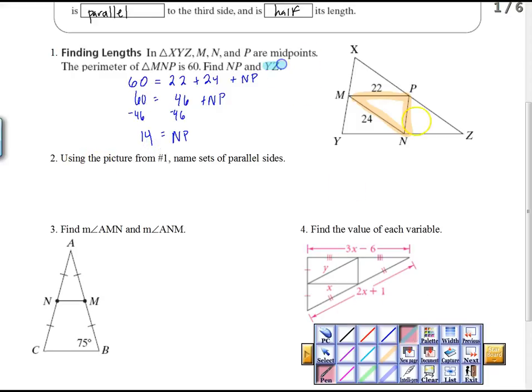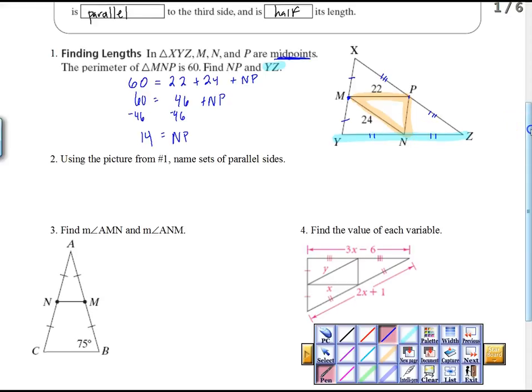I also want to find YZ, which is this entire side length. To find this, well, I'm not given anything about my perimeter of XYZ, but I am given the fact that M, N, and P are midpoints. If they are midpoints, then M splits XY into two congruent pieces. XZ is split into two congruent segments by P, and N splits YZ into two congruent segments. So I'm going to mark those congruents.